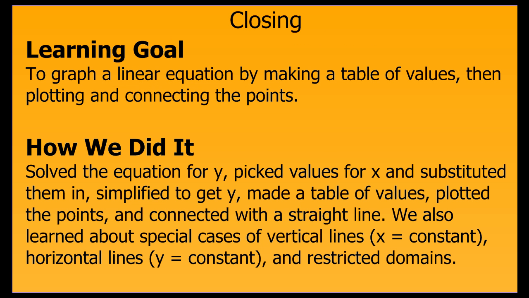In closing, let's review our learning goal. We wanted to learn how to graph a linear equation using a table of values. We did that by solving the equation for y, picking values of x within any specified domain, simplifying to get y, making a table of values, then plotting those ordered pairs and connecting them with a straight line. If no domain was specified, the line continues indefinitely in both directions. If a domain was specified, then the solution would not be a line, but could be an array or vector. There are other possibilities we'll explore in the future. Remember that you can always go back and replay portions of this video if you need to see it again.